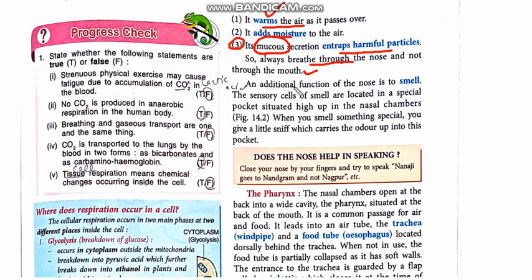There is an additional function of the nose, that is to smell. The sensory cells of smell are located in a special pocket situated high up in the nasal chamber. In this chapter many locations will come. You must keep them in mind, or you can write them in a notebook. You can make notes over here. What is the location of the sensory cells of smell?